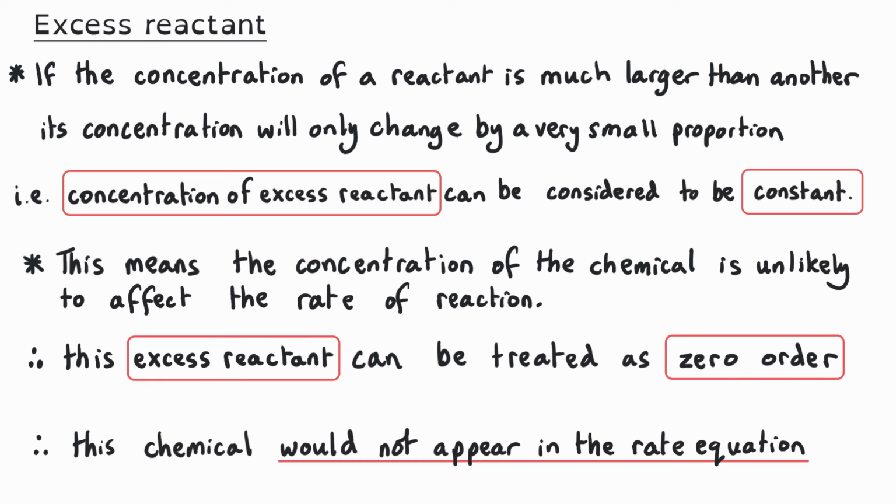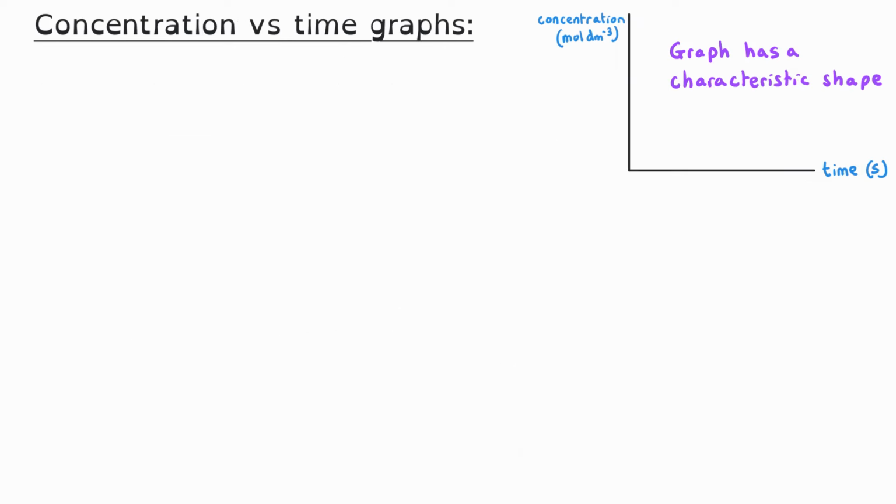And so any chemical present in excess would not appear in the rate equation. It is possible to deduce the order with respect to a particular chemical from a graph of reactant concentration on the y-axis versus time on the x-axis, where the shape of the curve provides an indication of the order.